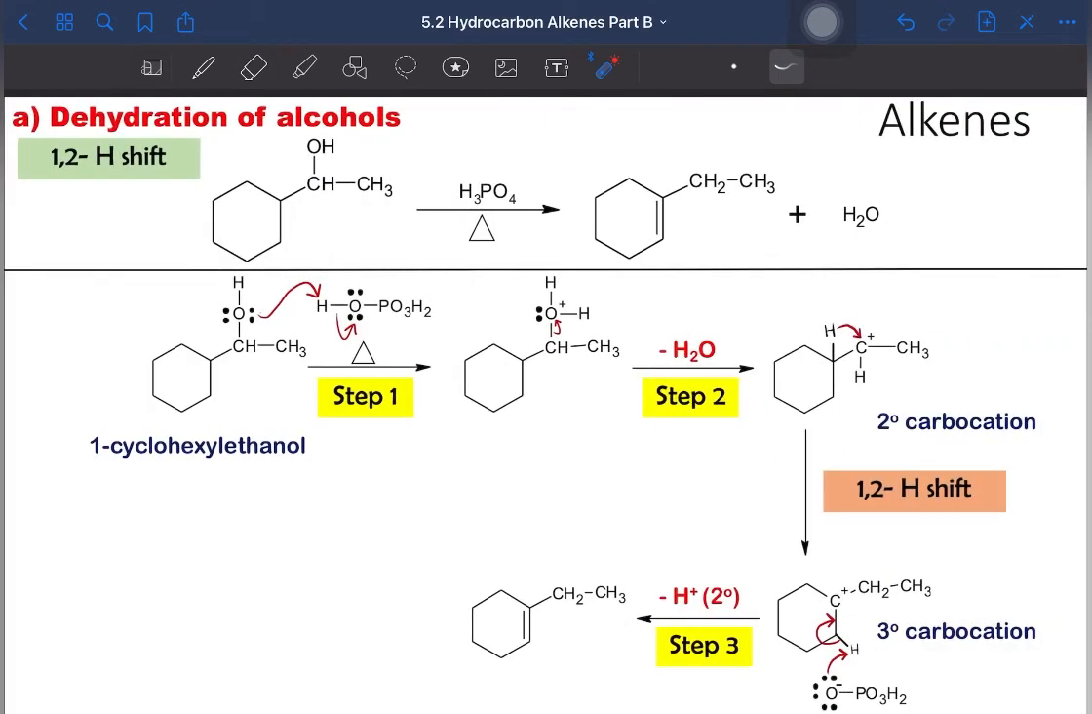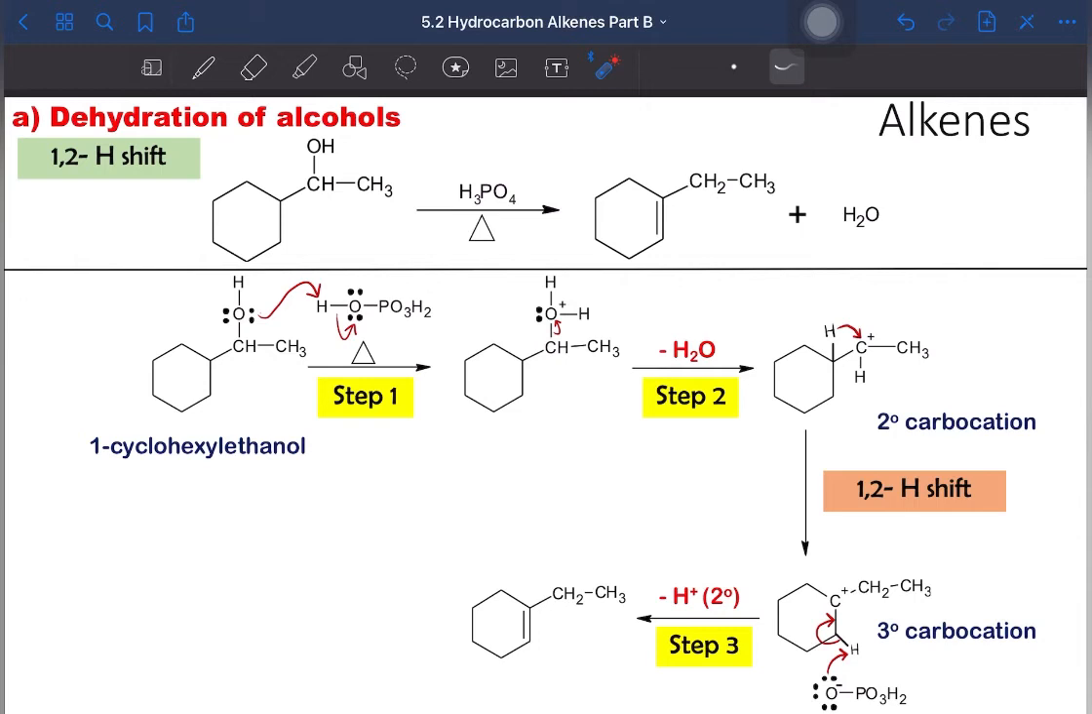Now we want to look into the example for the 1-2 hydride shift. Let's look at this example where we want to form this product. So we want to form the double bond inside this cyclohexane. The first step is pretty much similar. We undergo the protonation of the alcohol. This alcohol will form a bond with this hydrogen from the acidic catalyst to form the protonated alcohol. And at the second step, we want to remove this water to form the carbocation here.